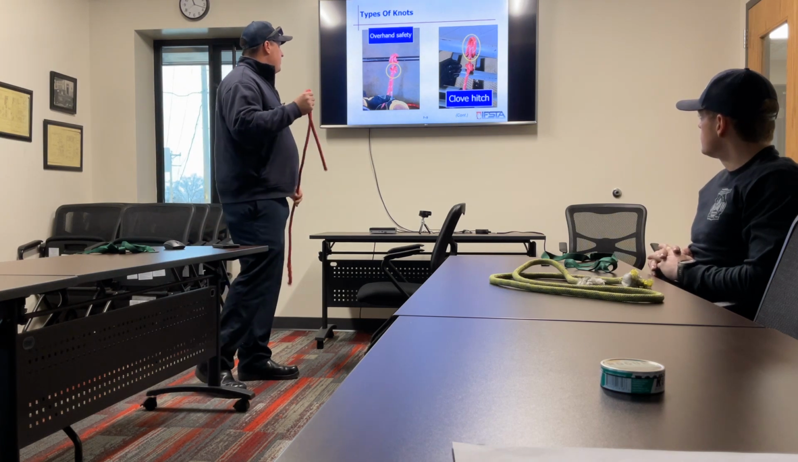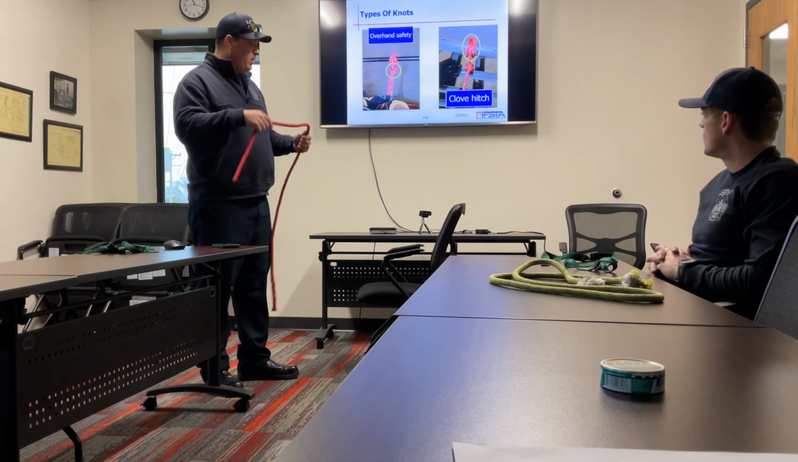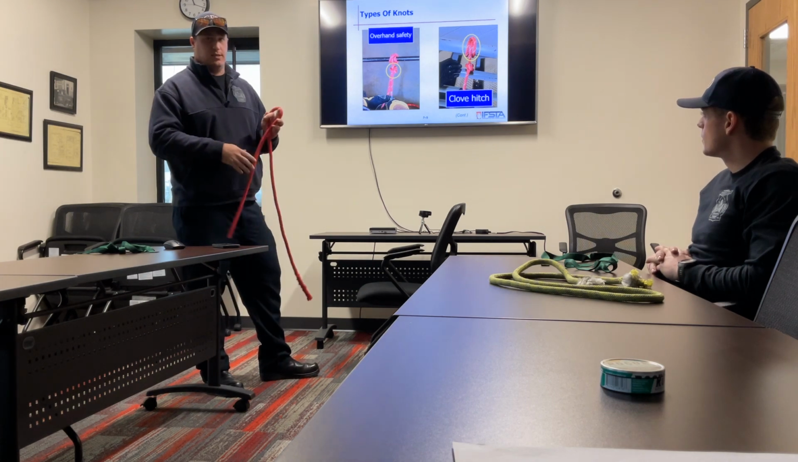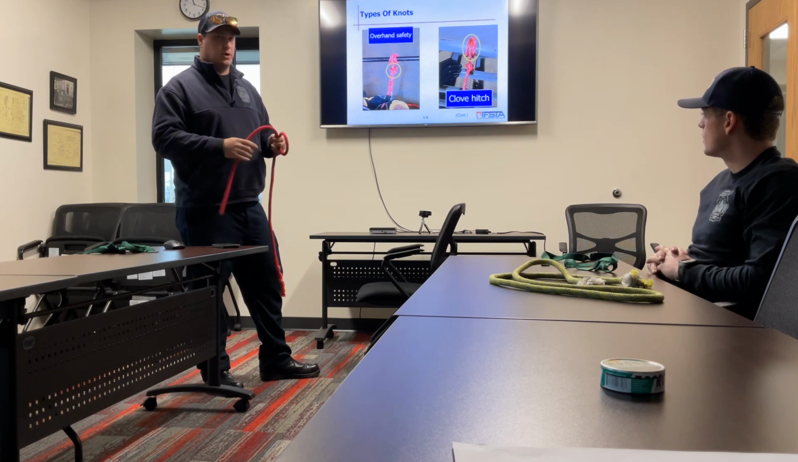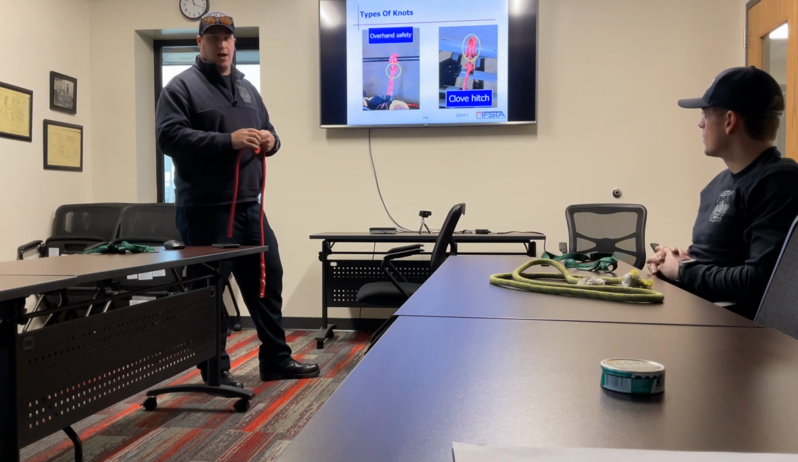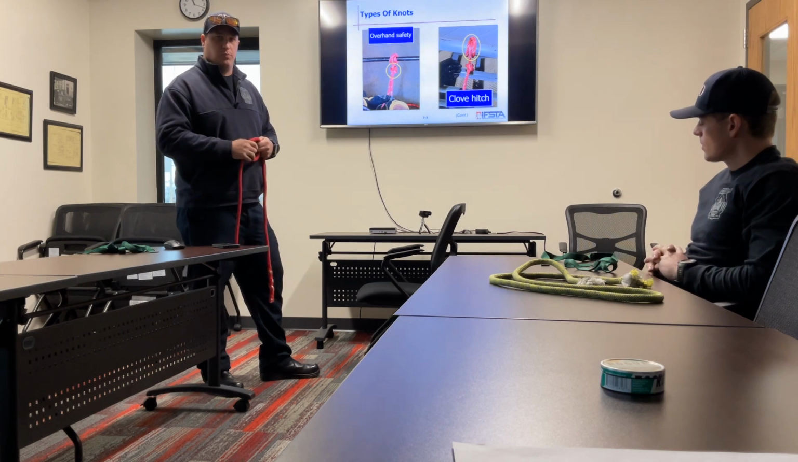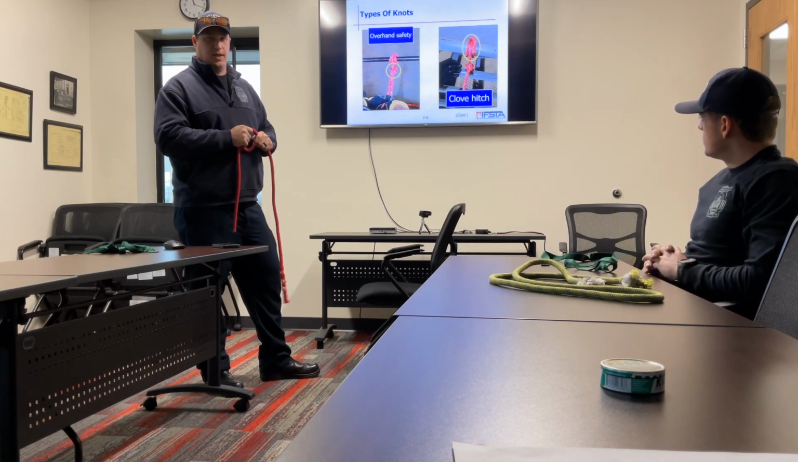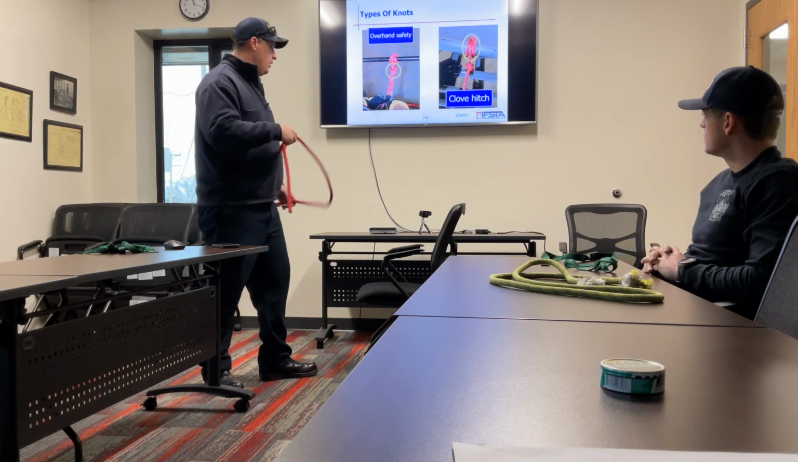Different types of knots. We have a clove hitch, number one. A clove hitch is a hitch. It's not a knot, it's a hitch. It is used to secure mainly a halyard to a ladder, to tie up tools, tie up the end of a rope. It is a friction hitch, which means the tighter you pull on it, the stronger it grabs.